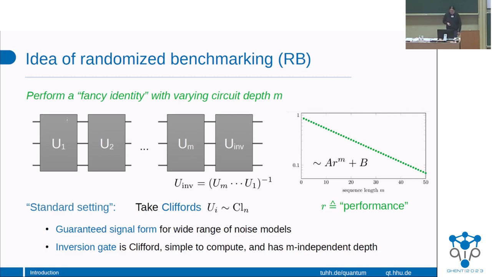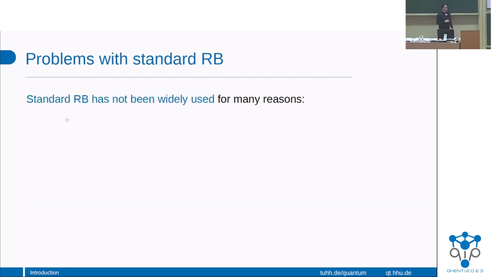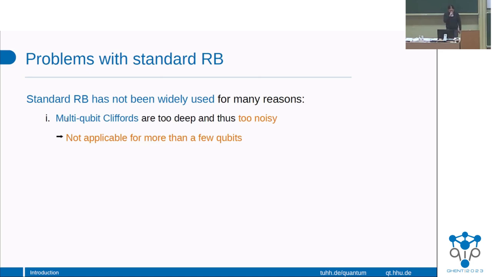So it's all very nice and so on, but there are some problems with this standard Clifford approach. Namely, you cannot really do it in practice on larger systems. So why is this the case?